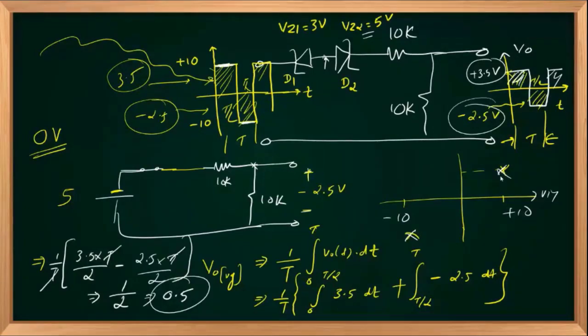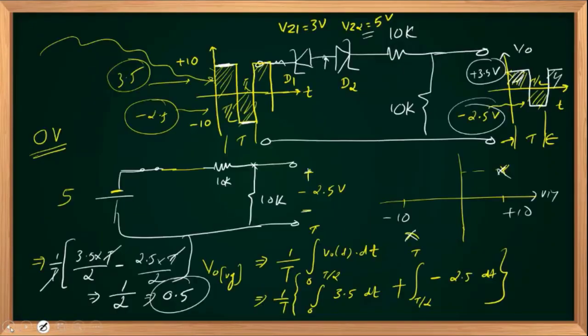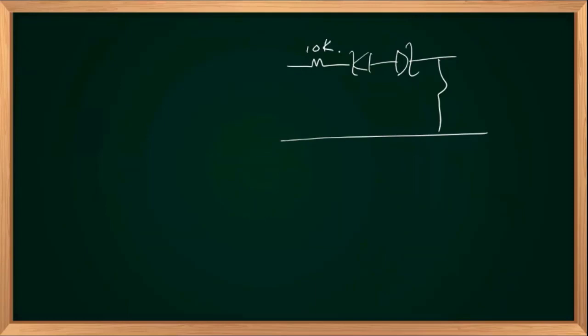And if you are placing a 10K resistor here in front of the diode, then for your normal circuit, the expected output is the same. You can place 10K either here or here. Doesn't matter, right?